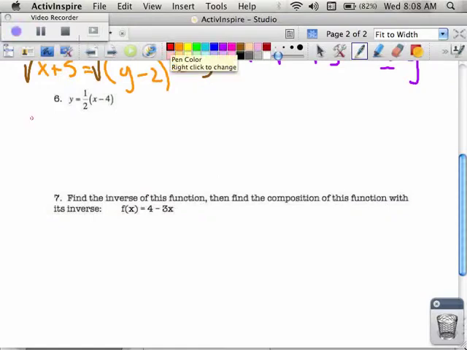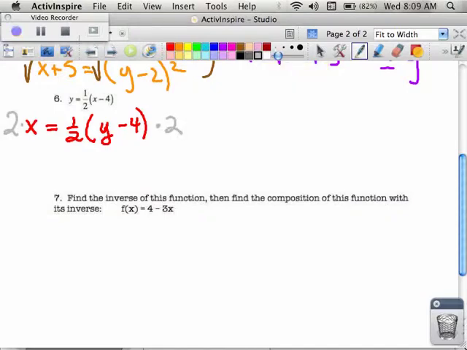So now I have x equals 1/2 parentheses y minus 4. So step 1 is always switch the x and the y. And to get rid of the multiplication by a half, you're going to multiply both sides by 2, because 2 times 1/2 is 1. That's why we're doing it. And so on the left side now, I'm going to have a 2x.